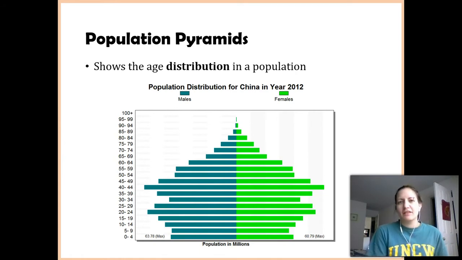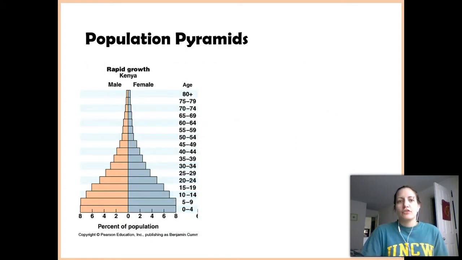Now I'm going to come back to this slide. I'm going to go to the next one first, but then I'm going to come back and we're going to take a look at China. So there's 3 different general shapes of population pyramids depending on the growth that's happening within that country.